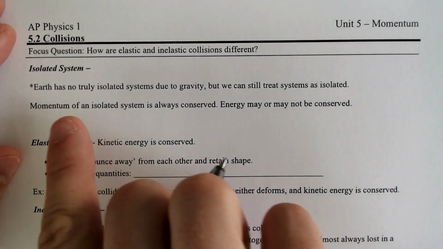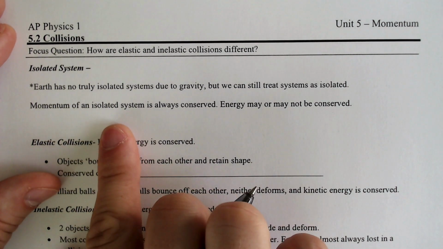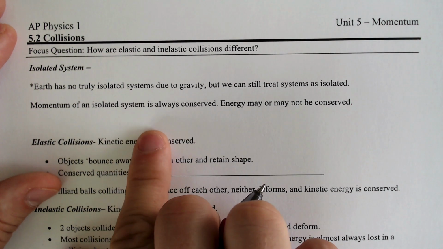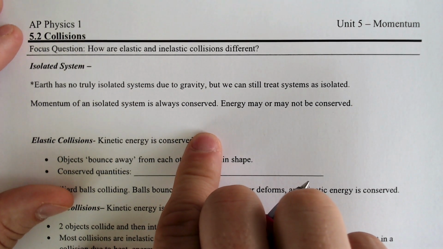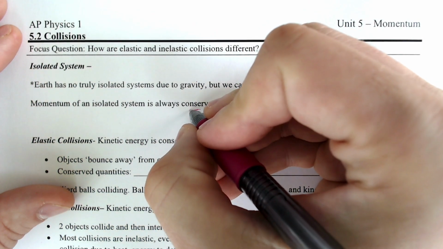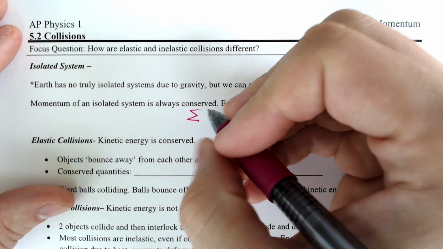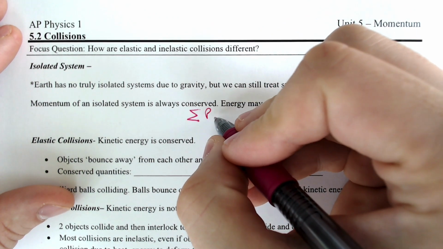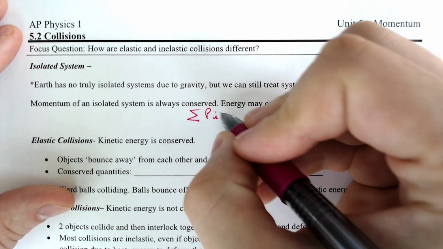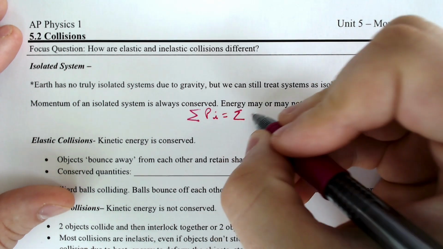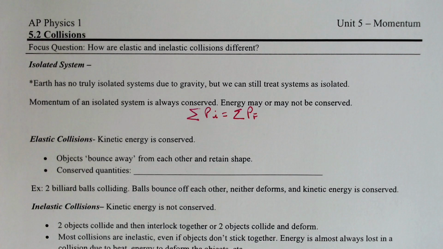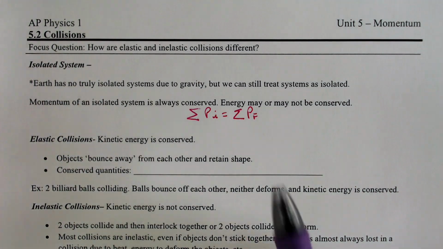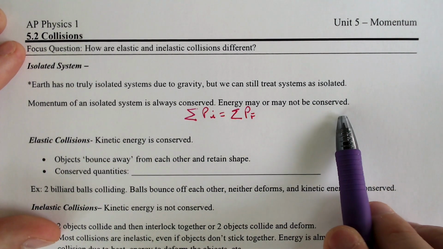All right? So, momentum of an isolated system is always conserved. So that is the law of conservation of momentum that we talked about before. And that means that the sum of the initial momentum will equal the sum of the final momentum. And both of those are vectors, okay? Energy, however, may or may not be conserved.